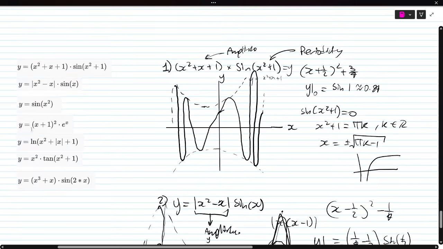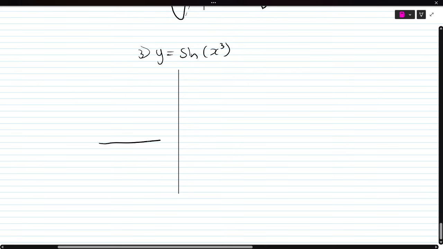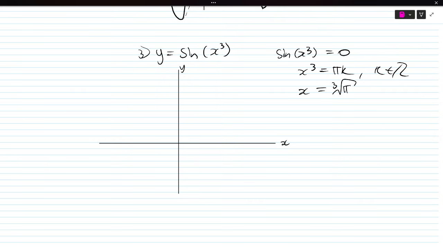Okay. Next graph, y is equal to sine of x cubed. Okay, this should be quite an easy one. Now again, whatever is my argument is what determines the behavior of my period. So x cubed is equal to pi k for some integer k, and I want to check where my roots are. So x is the cube root of pi k.